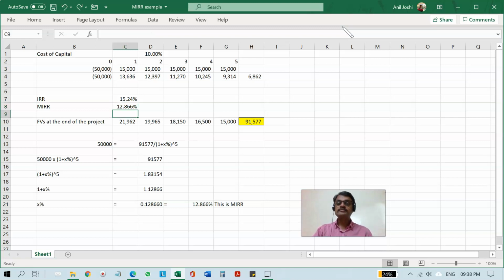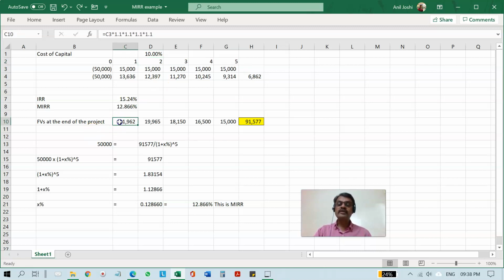So what you do is, you calculate the future value of this 15,000. So 15,000 at the end of year 1 will be equal to how much amount at the end of year 5, because the life of the project is 5 years. So this 15,000, when you reinvest in this project, you are going to get returns for the next 4 years.